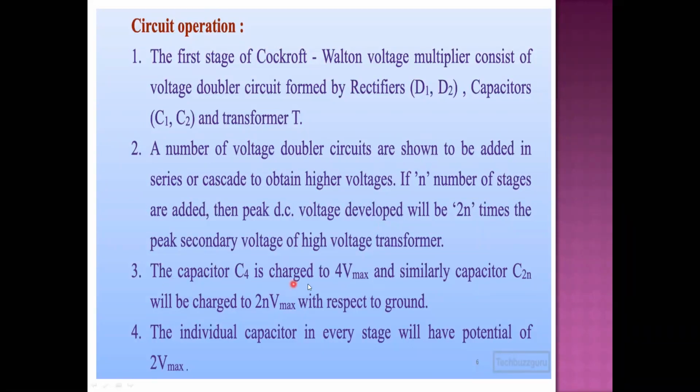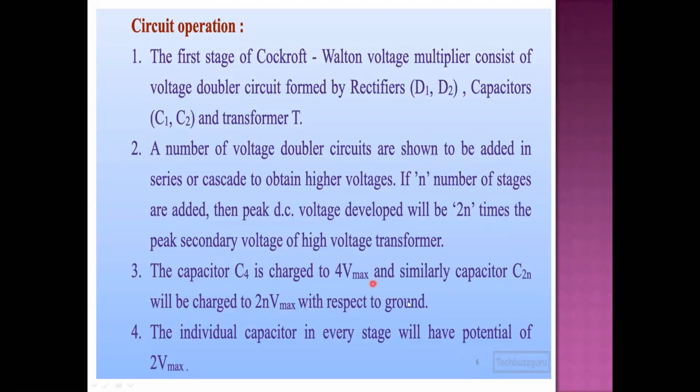The capacitor C4 is charged to 4V maximum, and similarly, capacitor C2n will be charged to 2nV maximum with respect to the ground, across the load. 2nV maximum is what we get across the load. For example, n is the number of stages here. If 2 stages, that is a simple voltage doubler, we get 4V maximum across the capacitor C4. If 3 stages, we get 6V maximum.